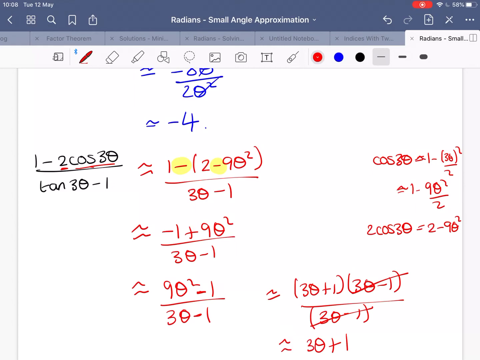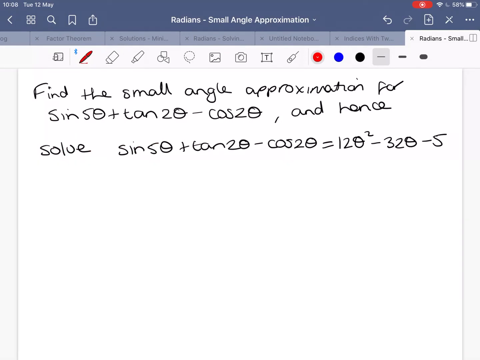So our small angle approximation for 1 minus 2 cos 3 theta all over tan 3 theta minus 1 is approximately 3 theta plus 1. Okay? Right, so they can take it one little step further, and they can then get you to solve equations when the angle is small. So the first thing it might be, find the small angle approximation for this, and hence solve the equation this. So do the first part.